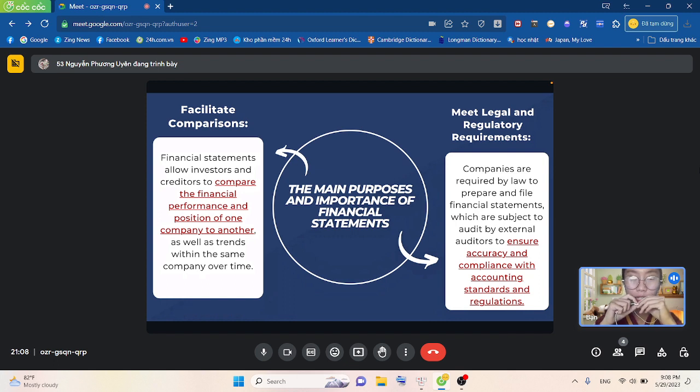Finally, meeting legal and regulatory requirements. Companies are required by law to prepare and file financial statements, which are subject to audit by external auditors to ensure accuracy and compliance with accounting standards and regulations.